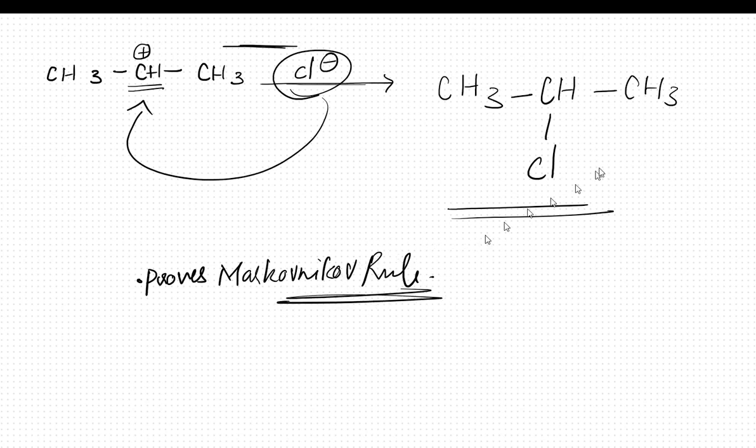If you look at this particular carbon atom, this was the double bonded carbon atom which was having fewer hydrogen atoms, and you saw that chlorine was attached to this particular carbon atom only. So this proves our Markovnikov rule. This was about the halogenation of alkenes, and it is an important part, but it is fairly easy as compared to other reactions.